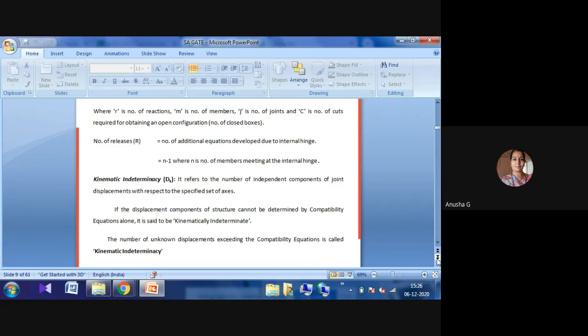Next, we'll go for the kinematic indeterminacy. It refers to the number of independent components of joint displacement with respect to the specified set of axes. If the displacement components of a structure cannot be determined by compatibility equations alone, it is said to be kinematically indeterminate. The number of unknown displacements exceeds the compatibility equations. The compatibility equations are nothing but our normal equilibrium equations. If the unknowns are more than those equations, then it is called kinematic indeterminacy.